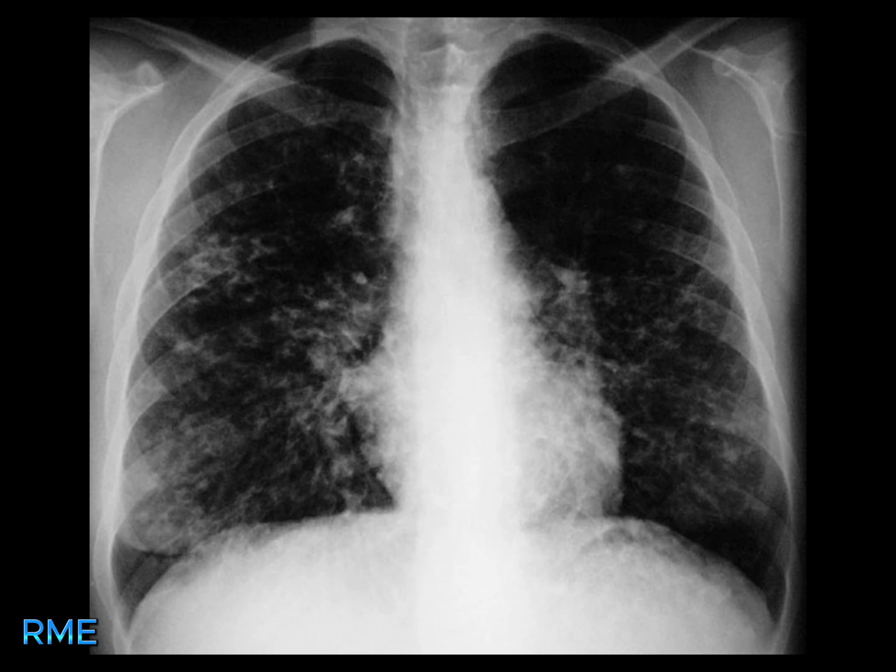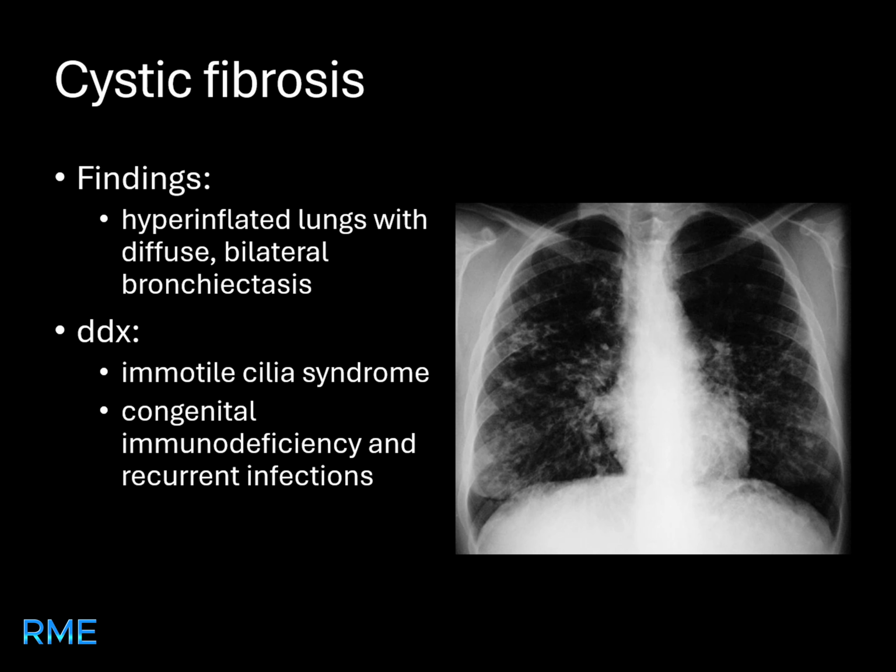What abnormalities do you notice in this image? This image shows hyperinflated lungs with diffuse bilateral bronchiectasis. These findings are indicative of cystic fibrosis. Differential diagnoses include immotile-cilia syndrome and congenital immunodeficiency with recurrent infections.